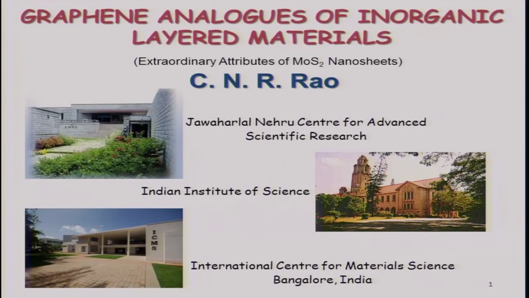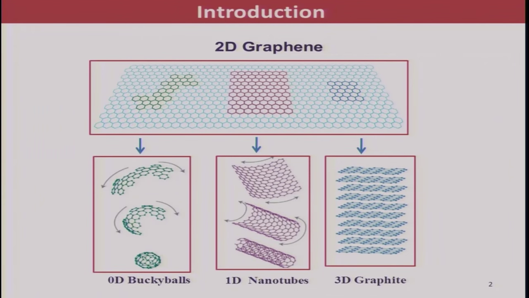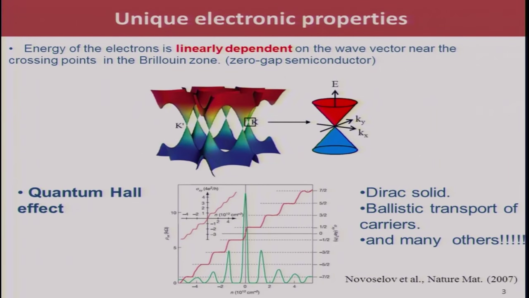We all remember graphene. Graphene became very famous in 2004, 2005. It's a single sheet of sp2 carbons, the mother of all graphitic forms, because you can form graphite by stacking it, roll it to make nanotubes. You can even make buckyballs out of it. The main reason it became very important is because of the extraordinary electronic properties, the energy of the electrons being linearly dependent on the wave vector near the crossing points in the Brillouin zone. It is a zero gap material. And of course, many other properties, the unusual quantum artifacts, ballistic transport of carriers, and so on.